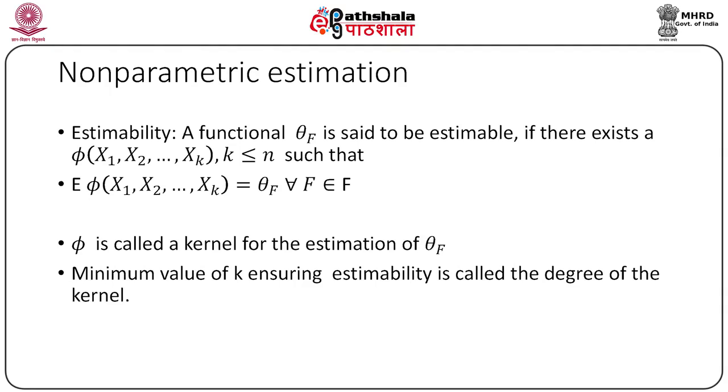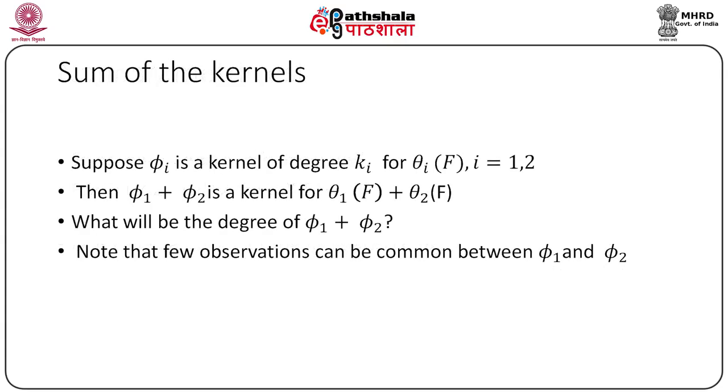The minimum value of k ensuring the above, that is expectation of phi equal to theta(F), is called the degree of the kernel. Therefore, kernels are in some sense the analog of an unbiased estimator, except that it is not based on the full set of observations, and to each kernel a degree is attached. In parametric inference, the sum of two unbiased estimators is also unbiased for the sum of parametric functions. So, what can we say in the non-parametric case?